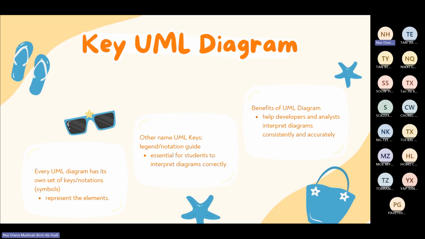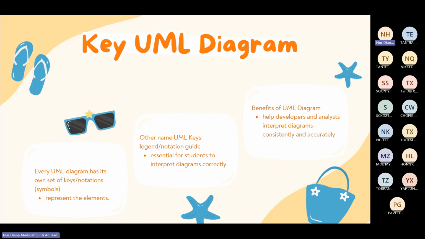No. Okay? So, the other name of UML keys, we know it as the legend or notation guide, which is essential for the students, the developers, and other people to interpret your diagram correctly. If you interpret the diagram incorrectly, is the system that is produced correct?